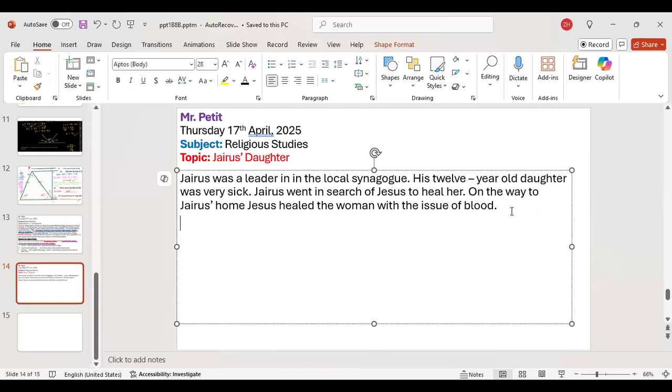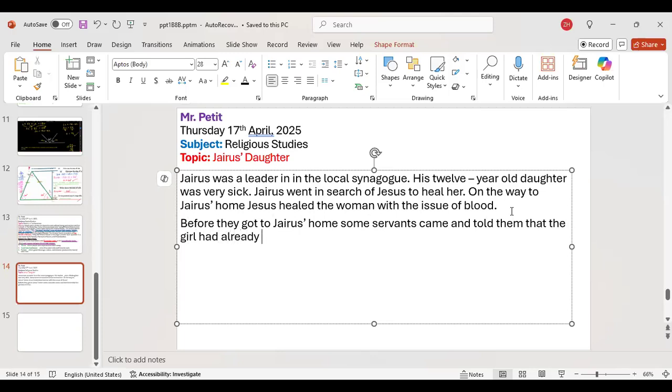But something happened to Jairus' daughter while Jesus delayed, right? What happened? She died. So before they got to Jairus' home, some servants came and told them that the girl had already what? She had already died. So she passed away. Also harsh.